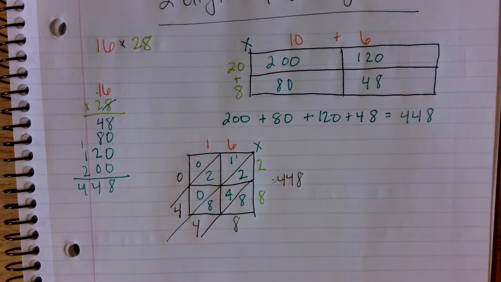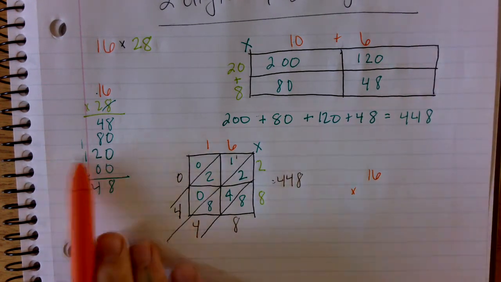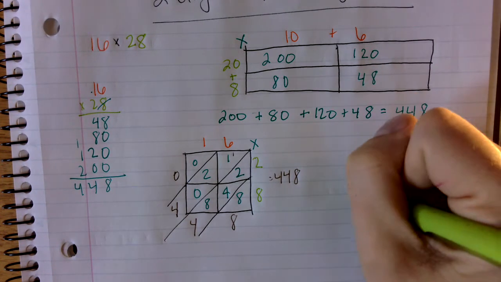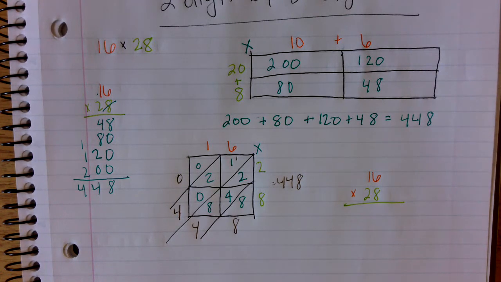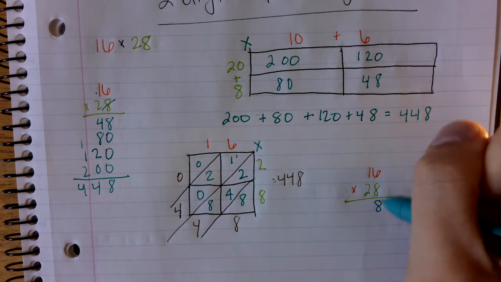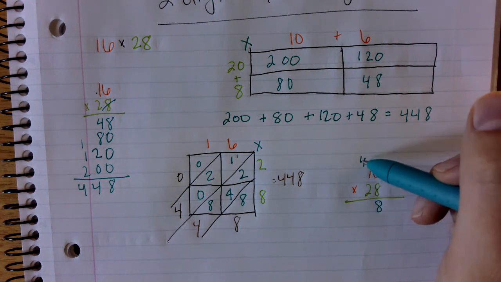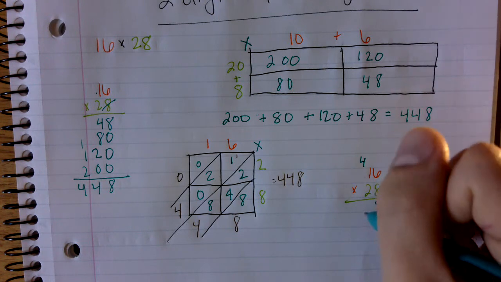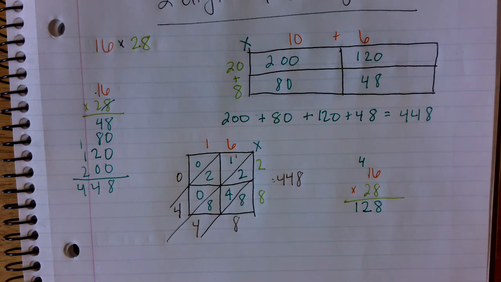Now, another way, the last way, is the standard algorithm. It's basically taking these partial products and shortening it, where you won't write all of it out. You kind of do it in your head. So with that, we would have 8 times 6 is 48. Put the 8 down, carry the 4. 8 times 1 is 8, plus 4 is 12. So I could go ahead and do 12 there.